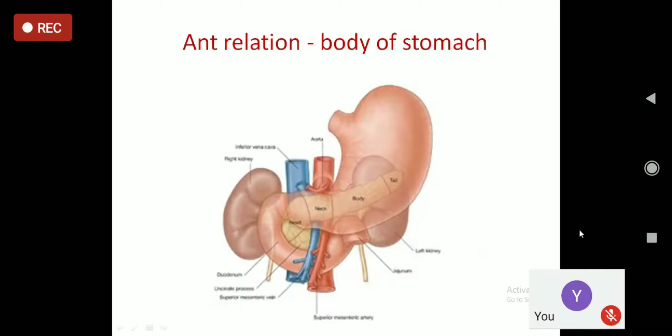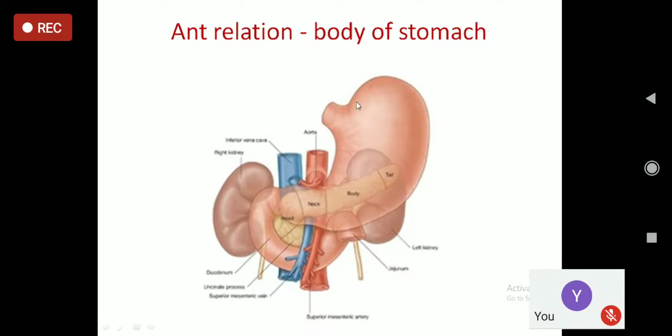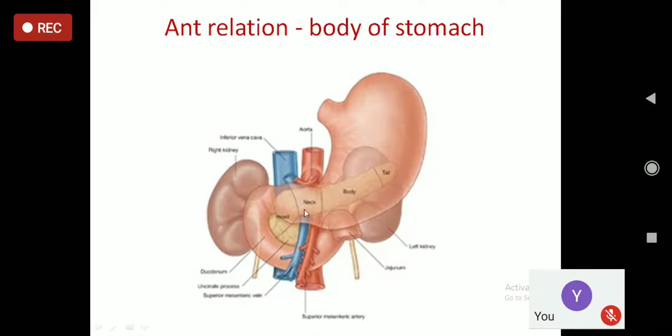So talking about the body of the stomach. The body of the stomach is in the anterior relation of the body of the pancreas. So this is the stomach. So this is the body of the pancreas. So it is posteriorly situated and the stomach is anteriorly situated. So anterior relation, the body of the stomach.